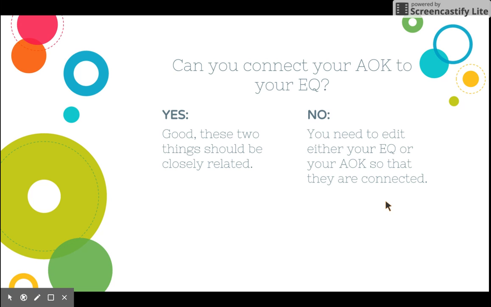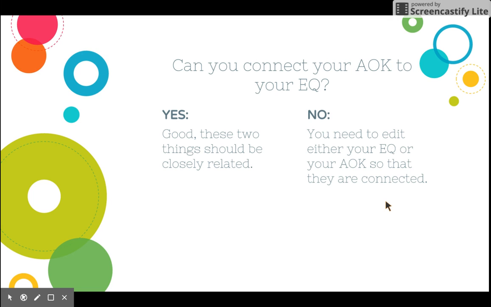And lastly, can you connect your AOK to your essential question? If the answer is yes, that's good. They should be. They should be closely related. And if not, then you've got a problem.